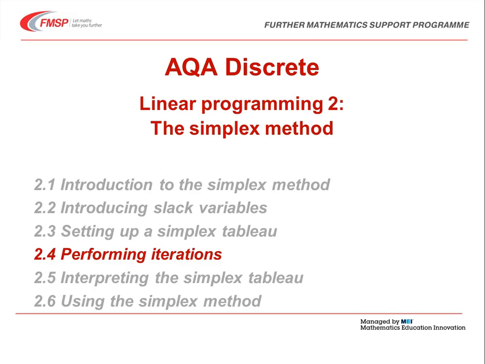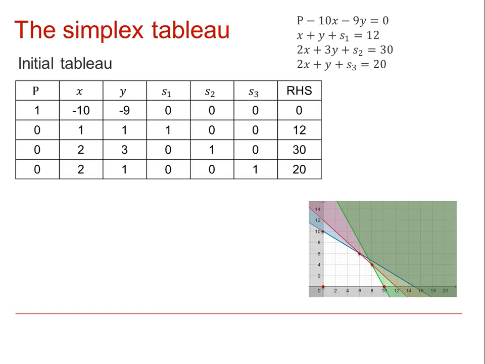This is a video for AQA Discrete Mathematics, Linear Programming Section 2.4, which looks at performing iterations on the simplex tableau. We've seen how the initial tableau is set up using the linear program and equations using the slack variables S1, S2 and S3. This initial tableau actually represents the position at the origin, where x is equal to 0 and y is equal to 0.